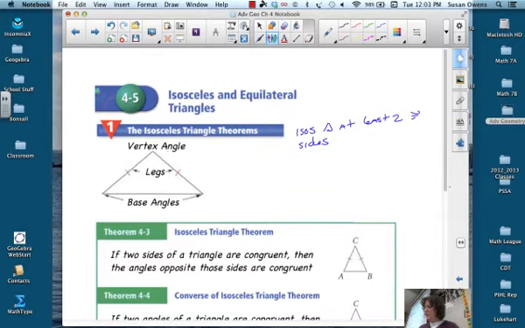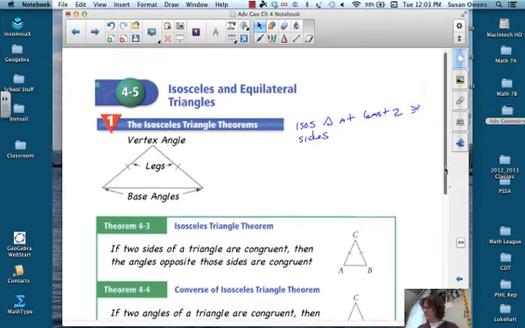And if we take those two congruent sides, we can call those the legs of the isosceles triangle. And then between the two legs, we have the vertex angle. And then the two angles that are not the vertex angle are called the base angles. We want to be careful. We don't want to call them the bottom angles because the isosceles triangle could be turned on its side. It could be flipped upside down. So the vertex angle is between the two legs, and the other two angles are called the base angles.